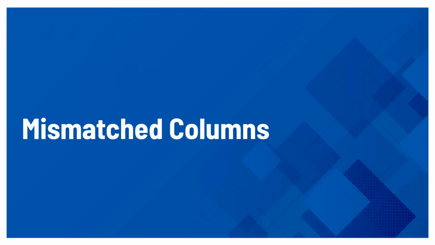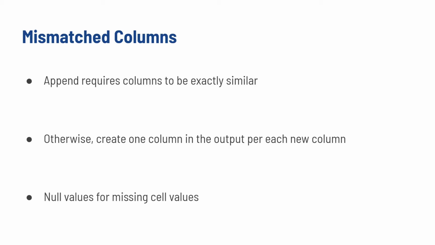What if columns in source queries are not exactly matched? Append requires columns to be exactly similar to work in the best condition. If columns in source queries are different, append still works, but will create one column in the output per each new column. If one of the sources doesn't have that column, the cell value of that column for those rows will be null.